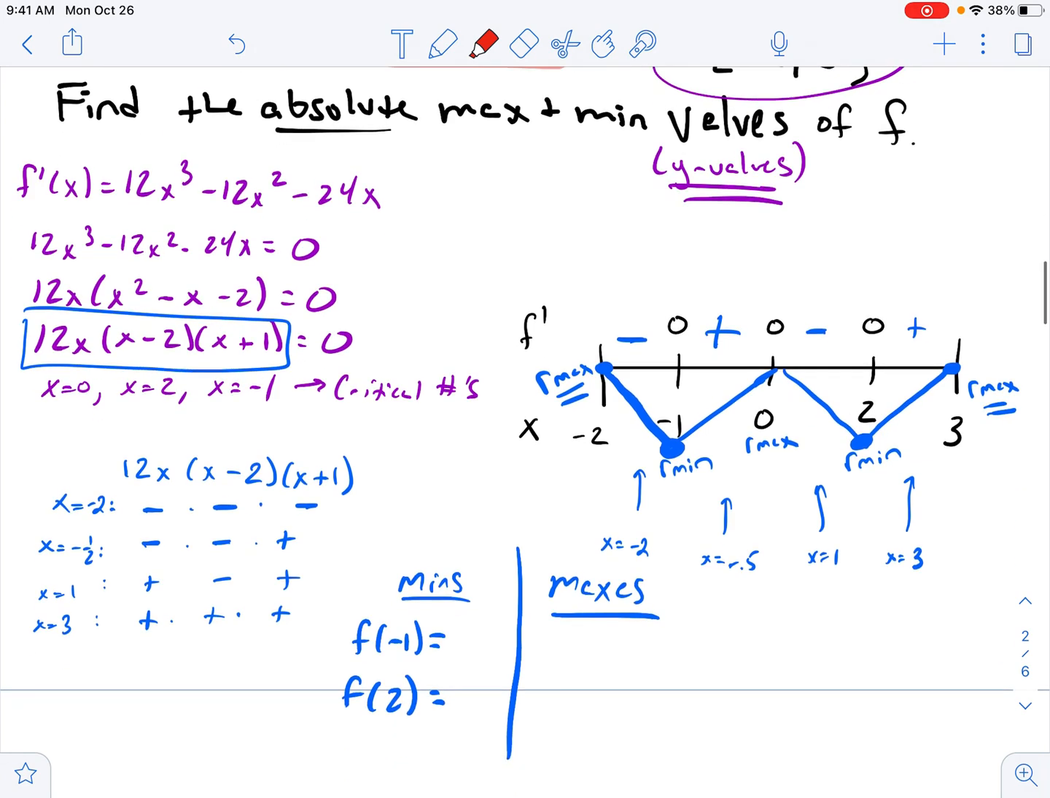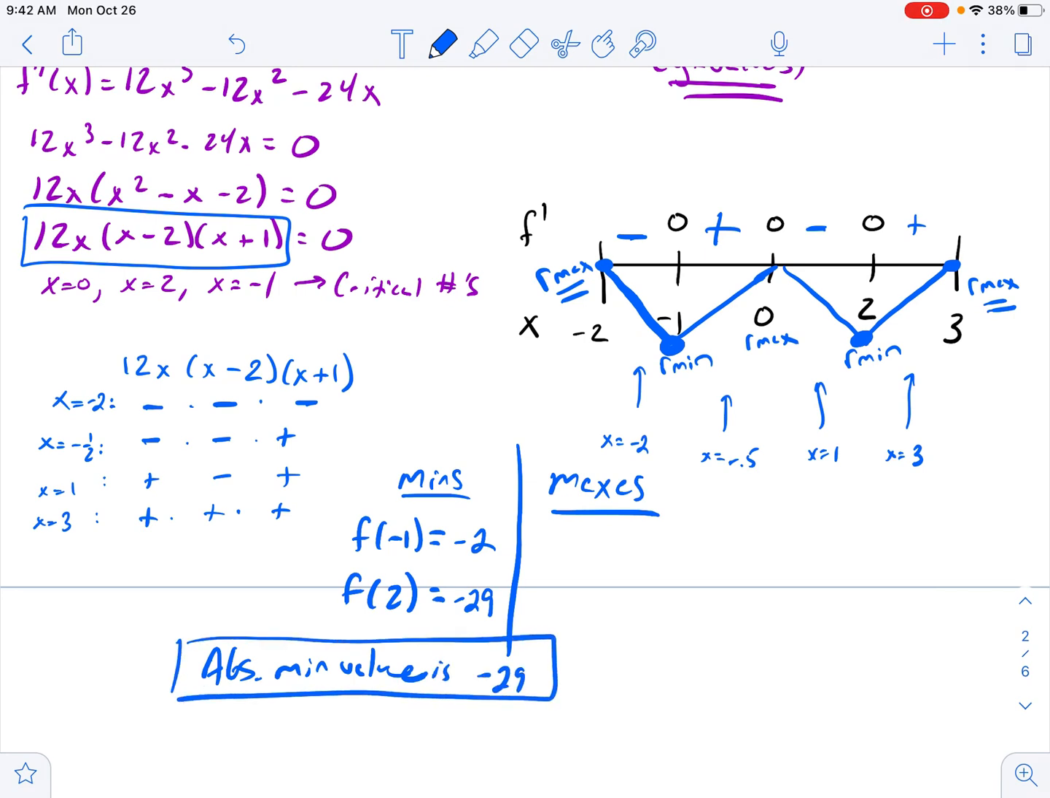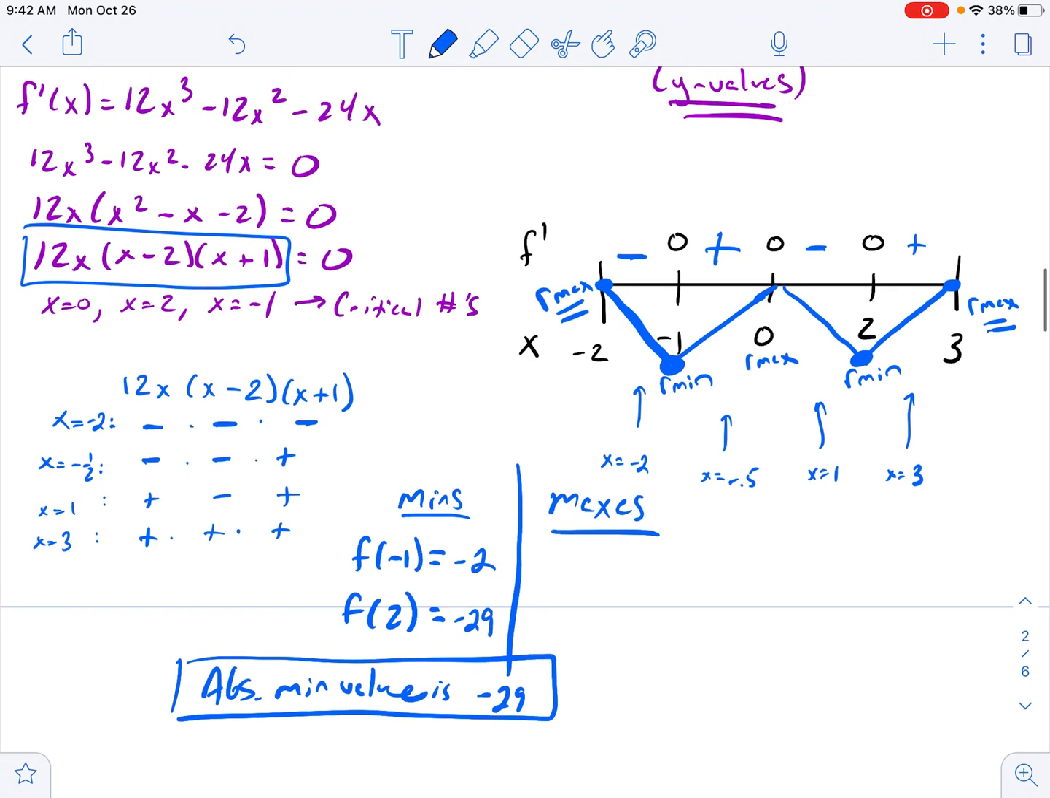Okay, so f of -1, I am getting -2. When I plug -1 into the original function, I'm getting -2. And when I plug 2 into the original function, I actually get -29. So which is lower? Well, clearly -29 is lower. So the absolute min value is -29. That's the lowest of the low values here.